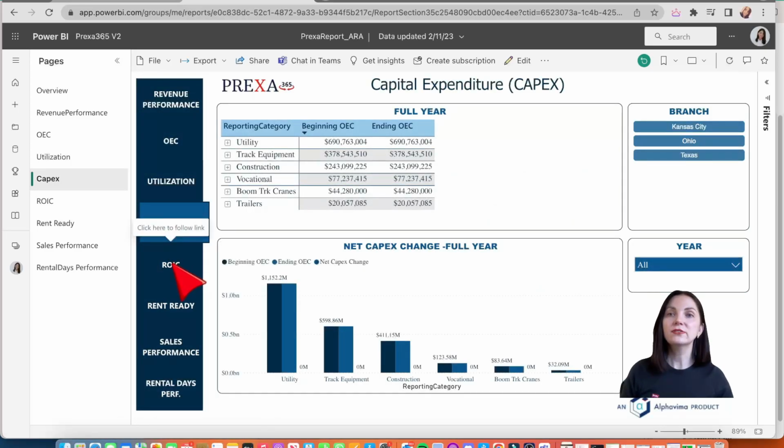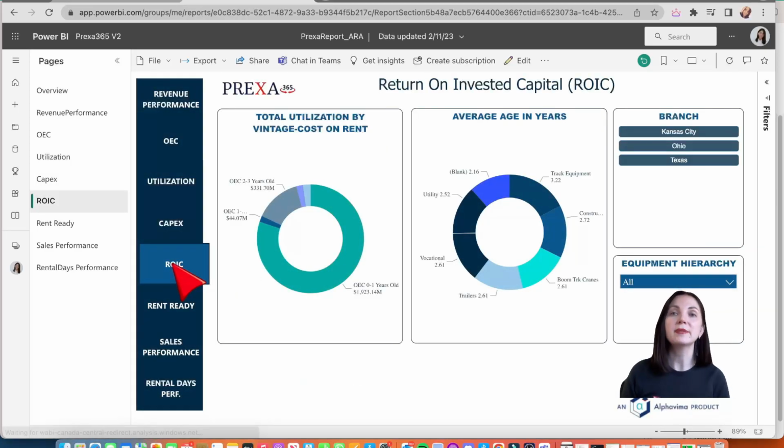And now let's go to return on invested capital. It is a measure of how well a company is using its capital to generate profit. Each company strives to maintain a high return on invested capital to show that they are using their resources effectively and efficiently to achieve their financial goals.